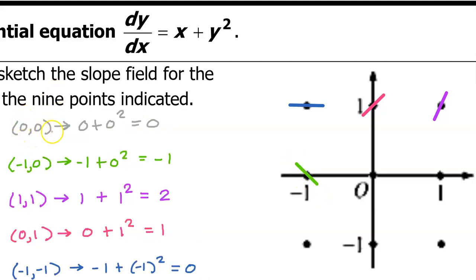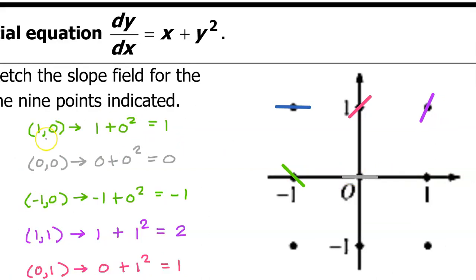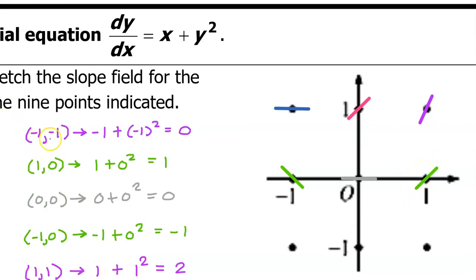At the point (0, 0), we have 0 plus 0 squared, which equals 0. So we should have a horizontal slope right here. At the point (1, 0), we have 1 plus 0 squared, which equals 1. So we should have a slope with a 45-degree angle right here. At the point (-1, -1), we have -1 plus (-1) squared, which is really -1 plus 1, which equals 0. So we should have a horizontal segment here.